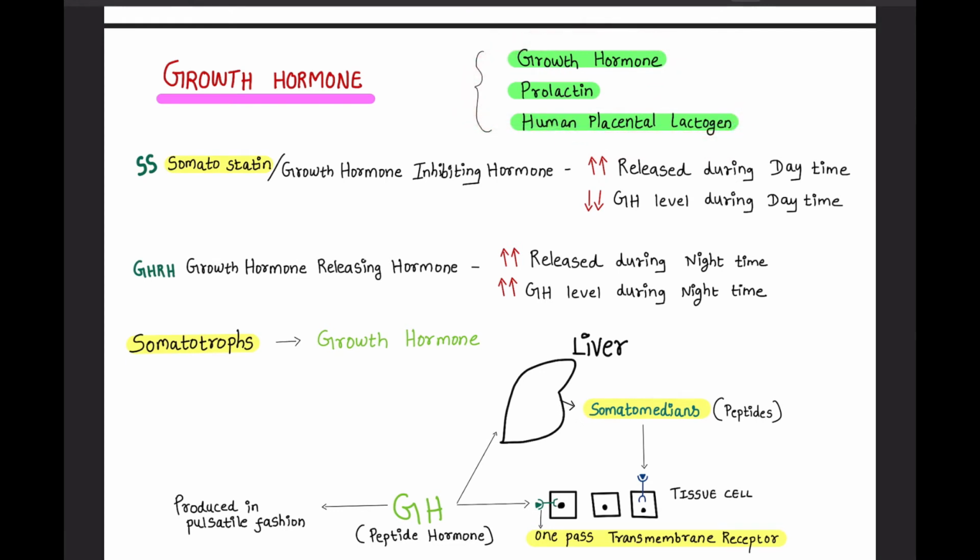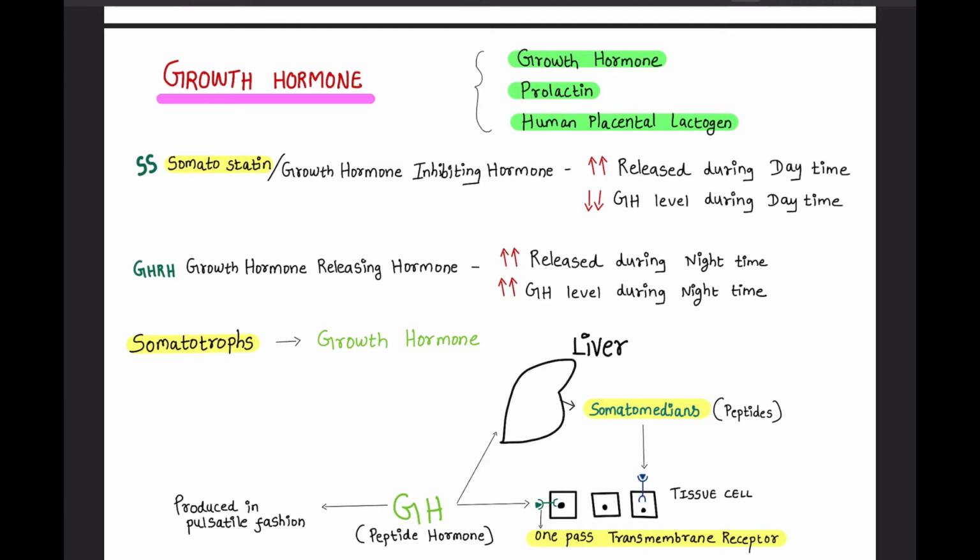Growth hormone releasing hormone releases growth hormone, and somatostatin inhibits the release of growth hormone. So understand the concept: whenever somatostatin is released, there will be decreased growth hormone. Since the function of somatostatin is inhibiting growth hormone, and during daytime somatostatin is released in higher amounts, whenever there is increased somatostatin, there will be decreased growth hormone.